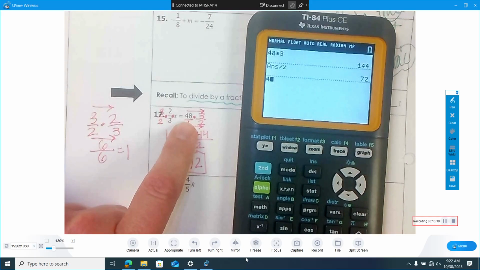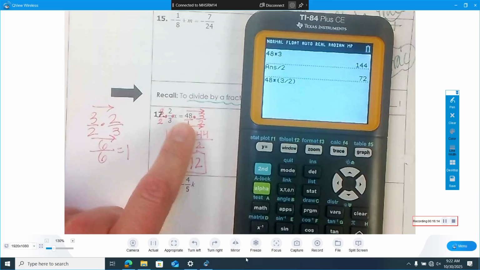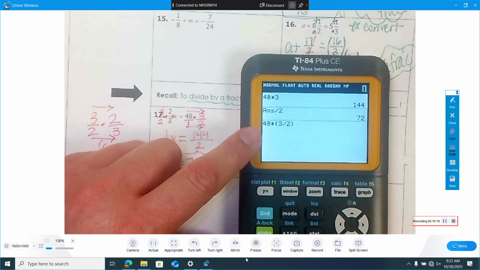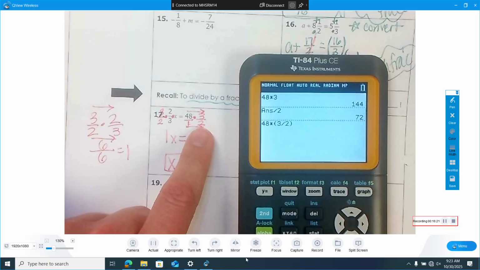I also could just do 48 times my fraction of 3 over 2. So I could type it in this way, 48 times my 3 over 2 fraction. Okay, so you could type it in and still you get 72. Okay?